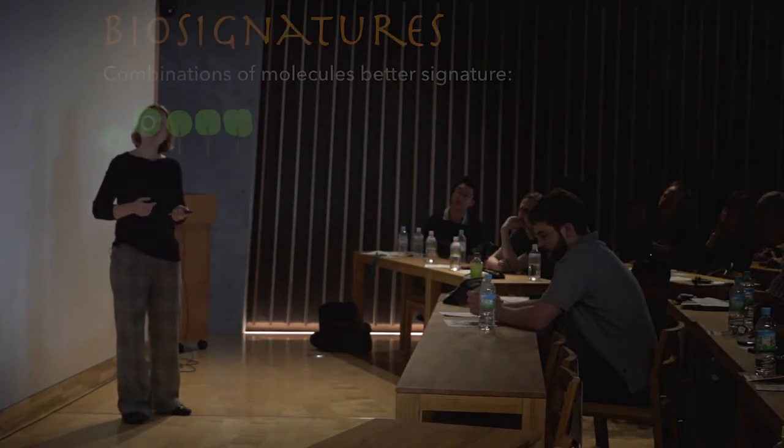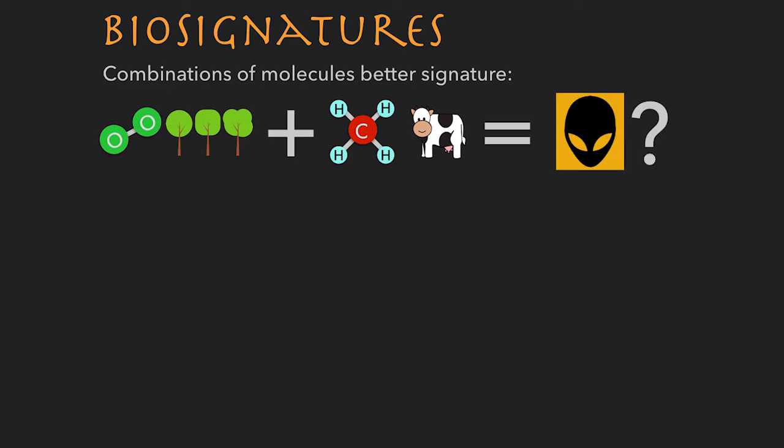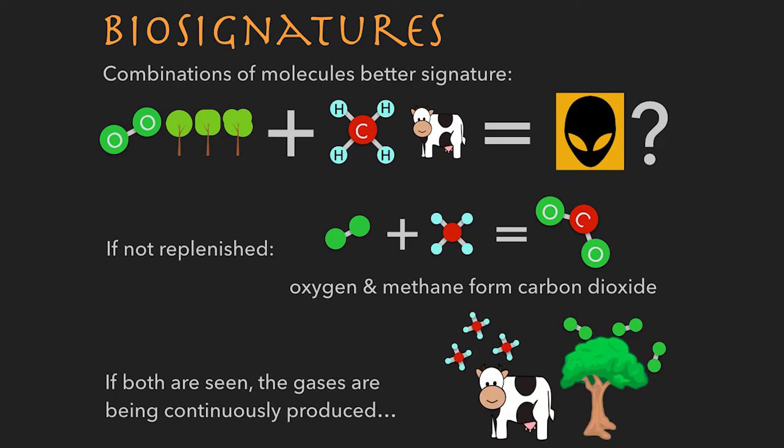So our best bet may be a combination of these markers. For example, if we had oxygen and methane, maybe that would be indication of life. So if left alone and not replenished, oxygen plus methane forms carbon dioxide. So therefore, if we see methane and oxygen, and it hasn't all formed carbon dioxide, that suggests something is continuously producing it.